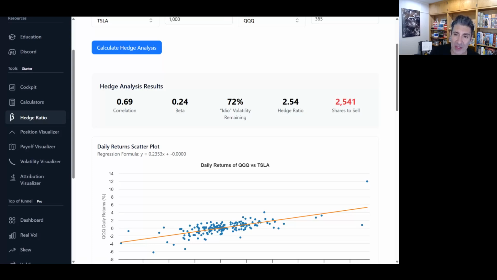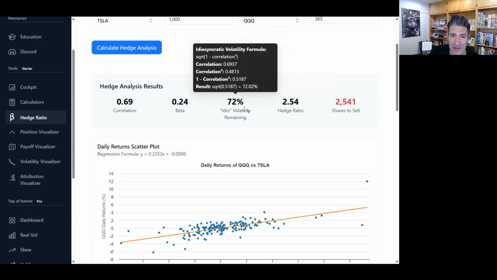Okay, so I have to sell 2,500 shares to be hedged. Then we have this idio volatility remaining. Now I won't derive the formula here. I've done that on the blog, but we do walk through the formula here.